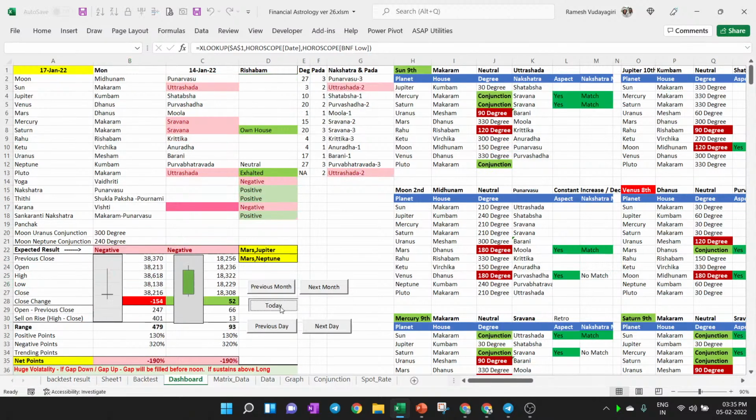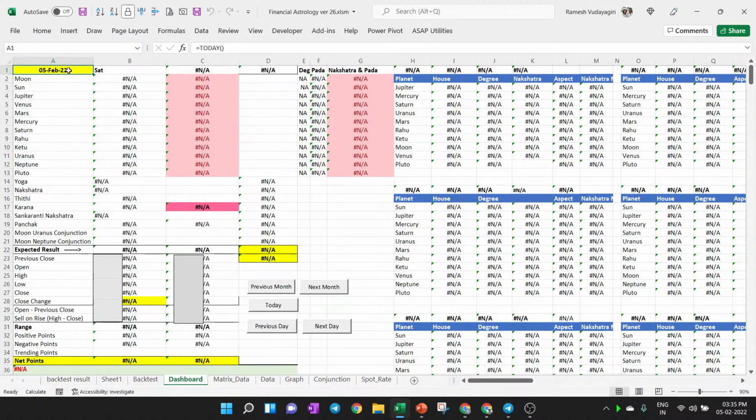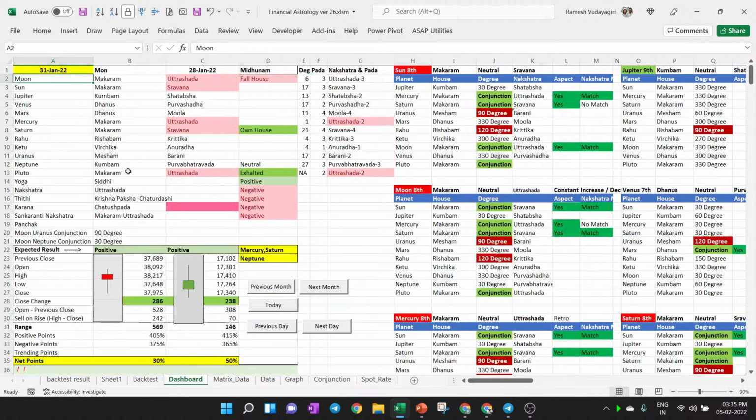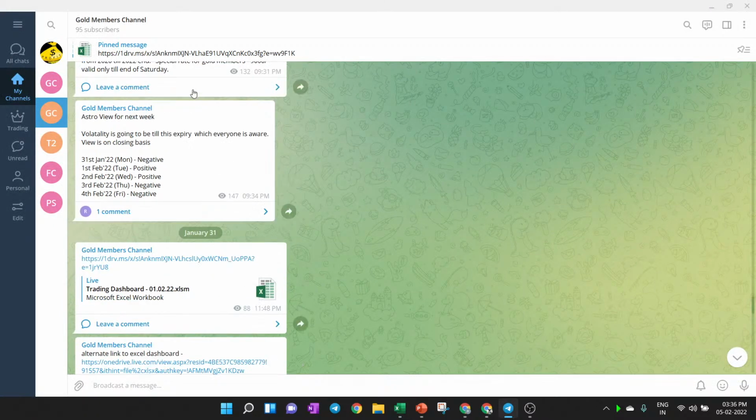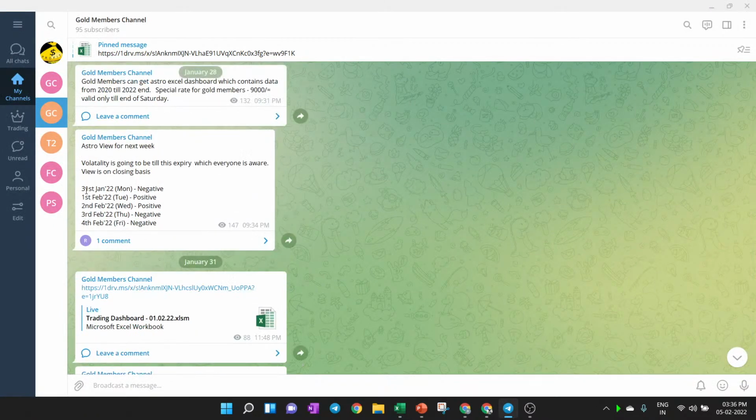And now if you see the latest, last week, how it happened. Normally I give the view to the gold members in advance. So this is the Telegram channel where I give the view in advance. On 28th January I gave the view. So negative, positive, positive. Three days, 2 days negative. Thursday and Friday was negative.